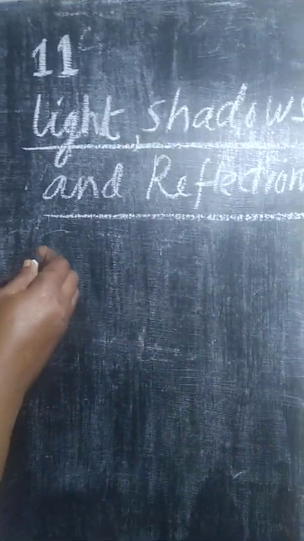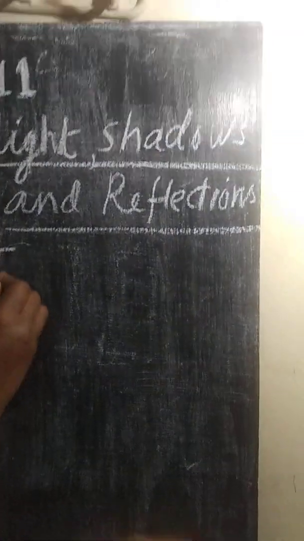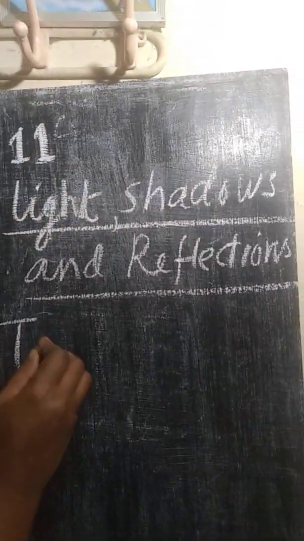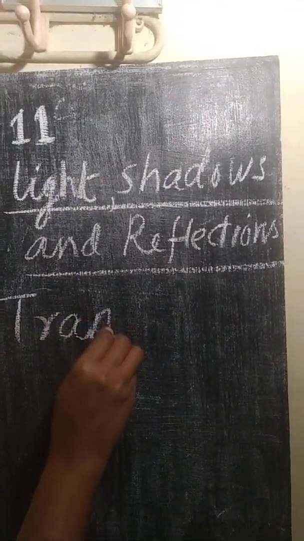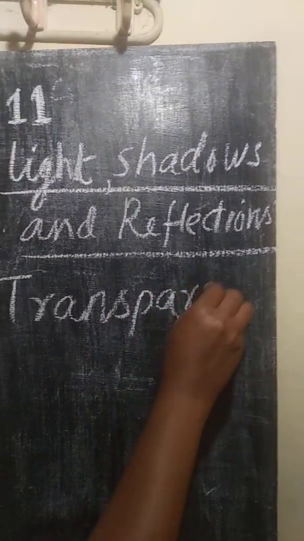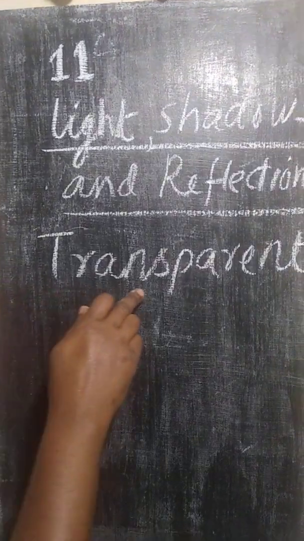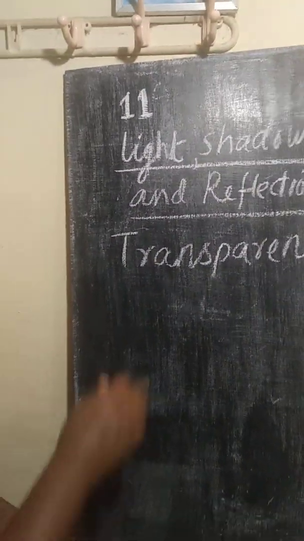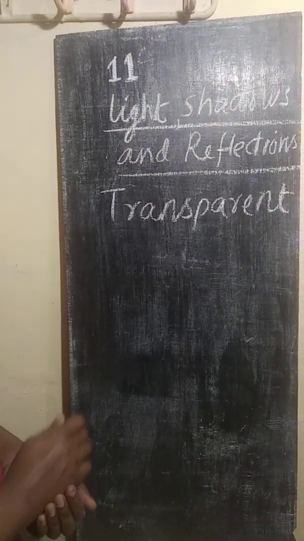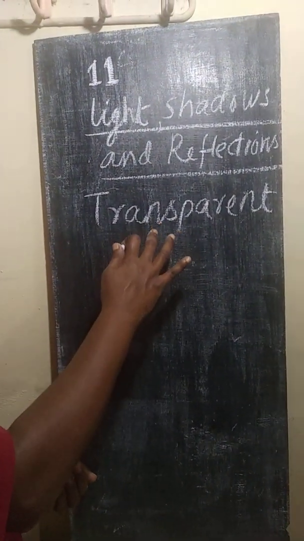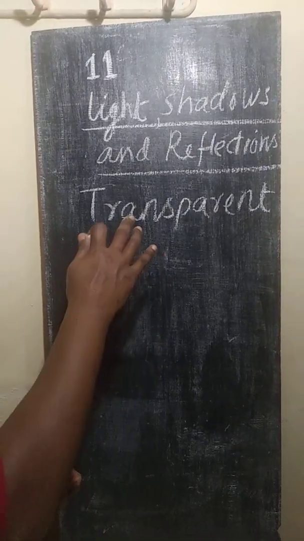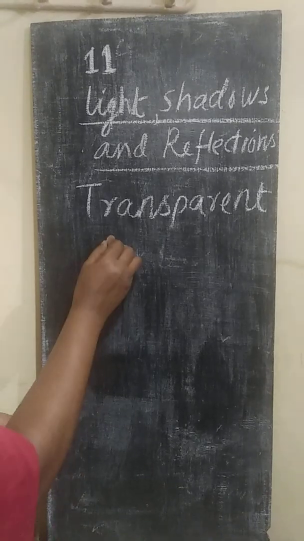Okay, so we call these different objects by different names. Look at the board. The first type: if light can easily pass through an object, we call them transparent objects. Transparent means light can easily pass through a transparent object, or it allows the passage of light. Transparent materials are materials which allow the passage of light, and through a transparent object we see other objects. Glass is a transparent one.